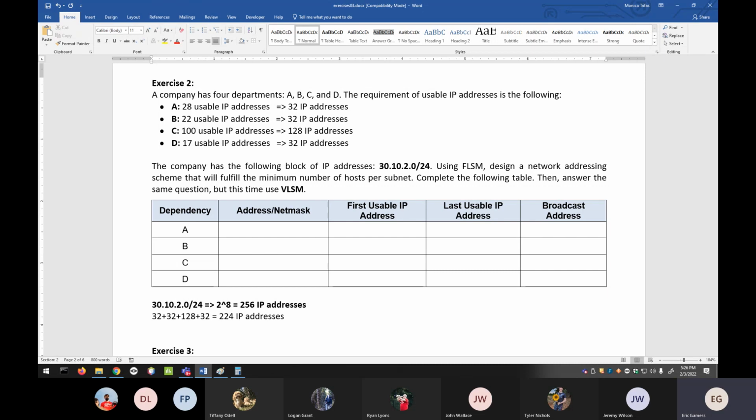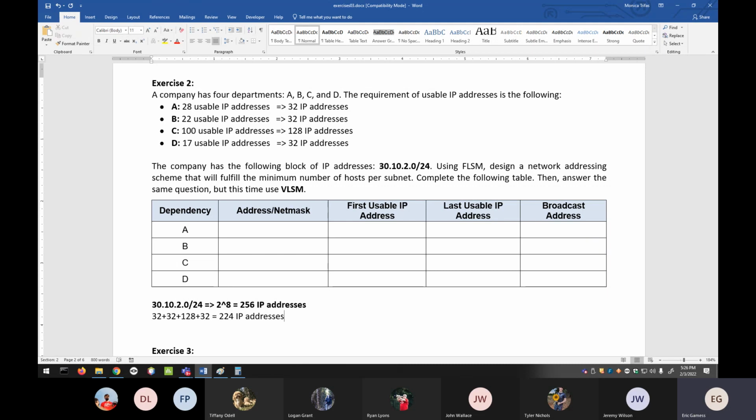for 224. I will still have some that I can use if the company grows. Okay, that I will keep just in case that the company grows. I will still have 32 IP addresses that are left and that I'm not going to use. So let's do this problem.